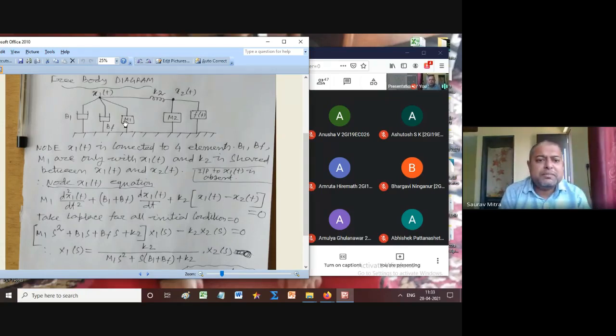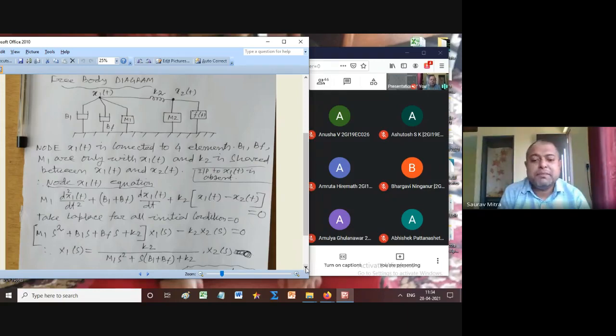So this equation is like that. Mass is m1 d2x1(t)/dt2, because mass is connected to x1, plus B1 plus BF, so these two are the total frictions, into dx1(t)/dt. They are all related to only one displacement x1, plus this is the element which is a shared element. So that's what is shown here. There are 4 elements connected to x1(t). 3 elements are exclusively for x1, and 1 element is shared between x1 and x2. So k2 into (x1 minus x2).